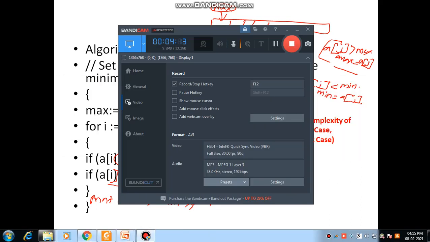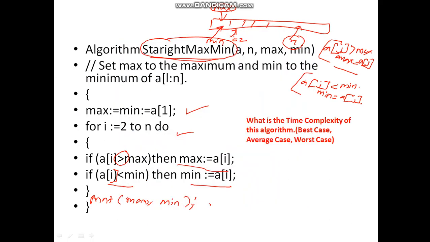Next thing is, what is the complexity of this particular algorithm? If you see here, this particular code is going to be executed once. Then for i equal to 2 to n, it means that this is going to be executed n plus 1 minus 1 times, because it is 2 to n, so minus 1. If it is 1 to n, in that case it will be n plus 1.